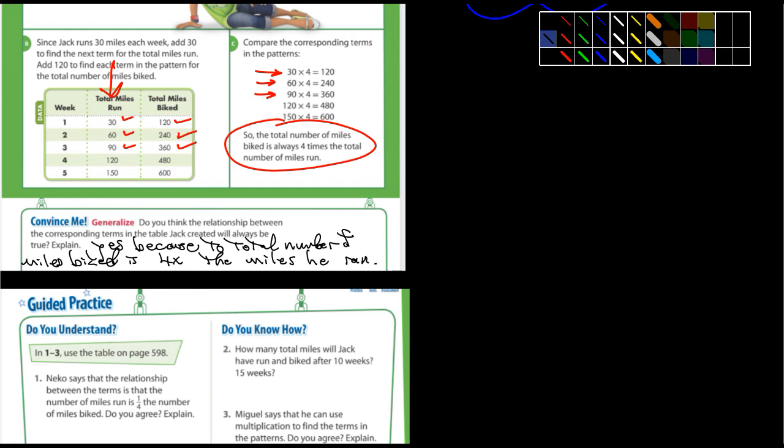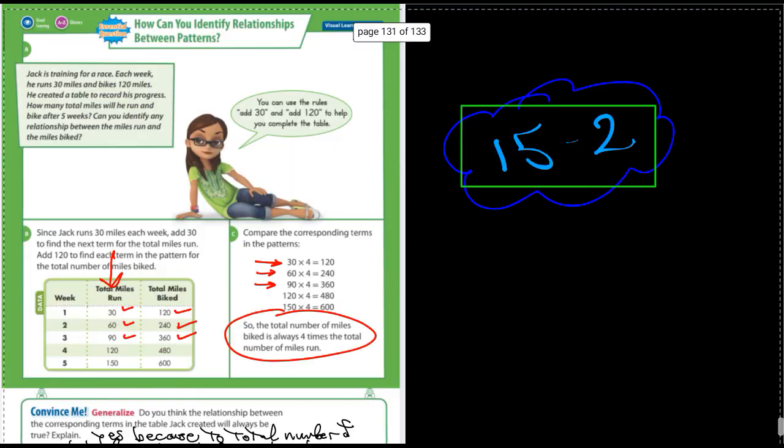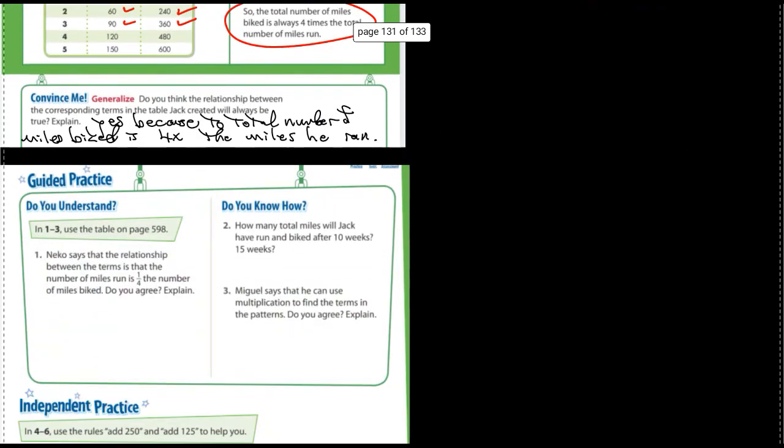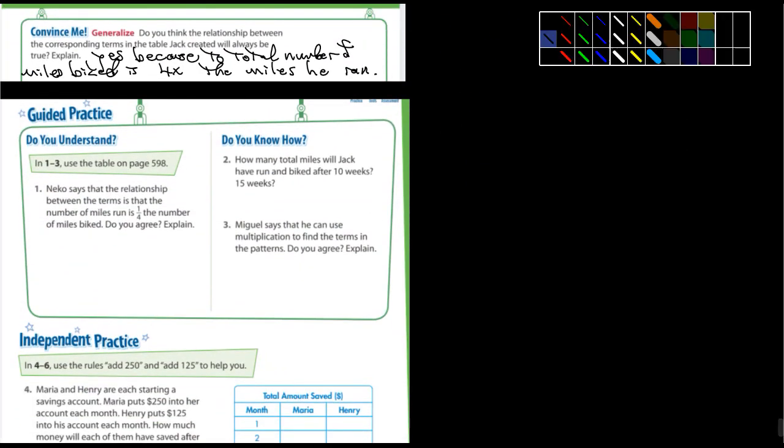Okay. Guided practice. Let's look at the next page here. Nico says that the relationship between the terms, and they say terms, we're talking about the numbers that we plugged into the charts, is that the number of miles run is 1/4 the number of miles biked. And do you agree? The answer is yes.